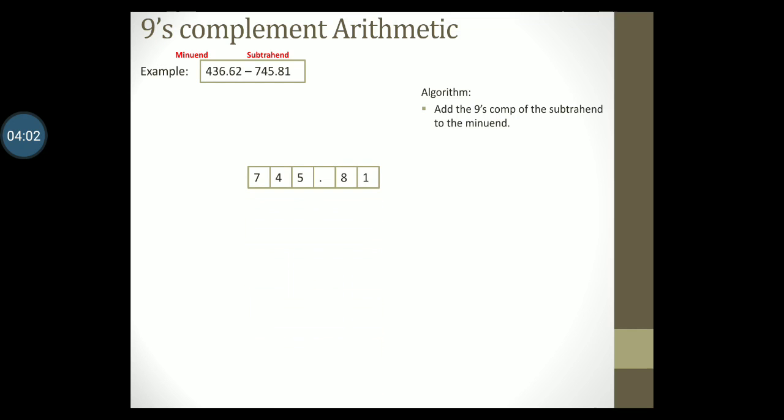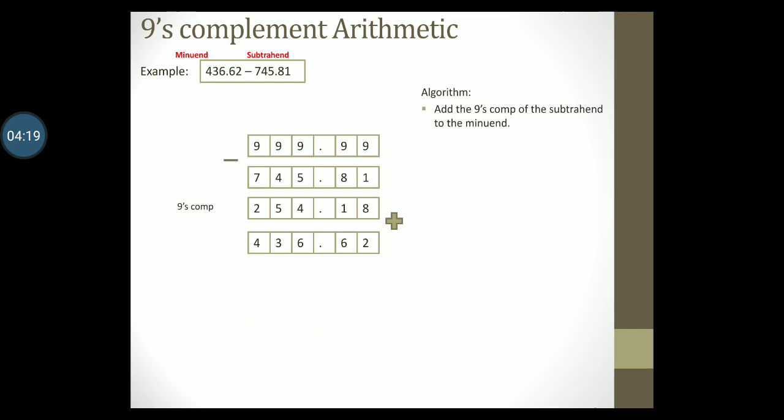The subtrahend in this example is 745.81. Find its 9's complement by subtracting each digit from 9. We get it as 254.18. This algorithm also tells us to add this to the minuend, which is 436.62. So adding this up, and it is pretty standard addition, we get the answer as 690.80. Notice that there is no carry.